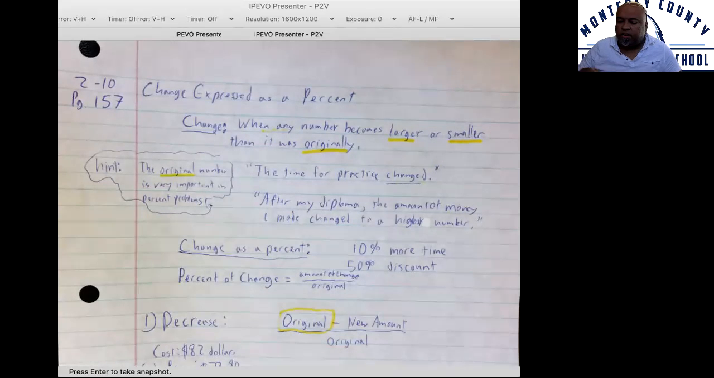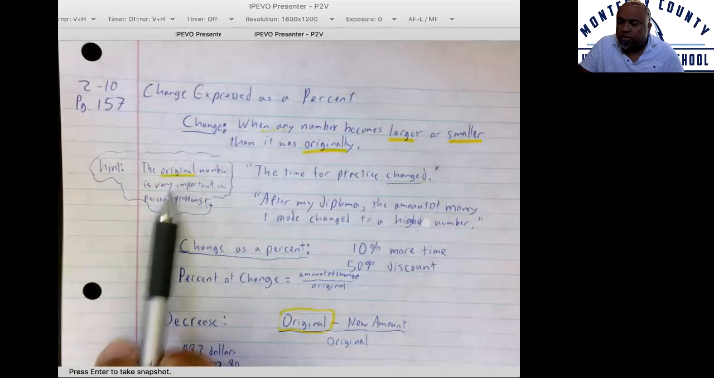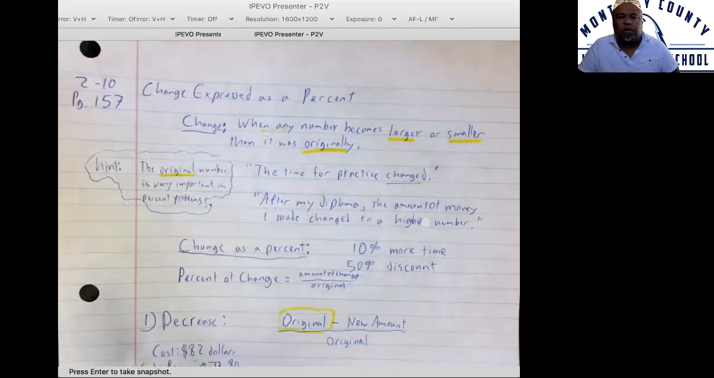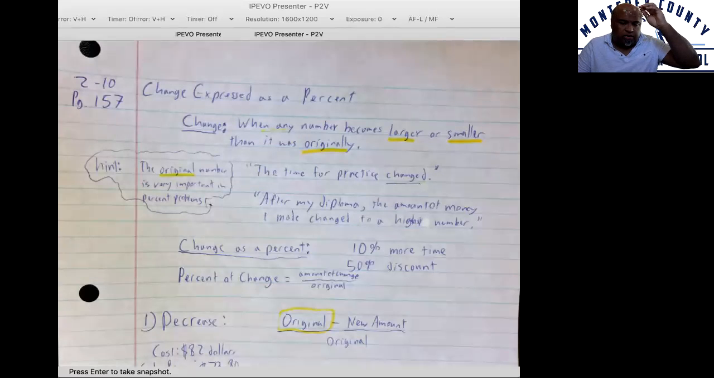But I have a little hint here. The original number is very important in percent problems. A lot of times people get mixed up because they are moving back and forth between original amounts and new amounts, and then they start with a new amount but act like it's the original amount, okay? So you have to remember how the original amount works. Okay, now let's take a look at changes of percent.